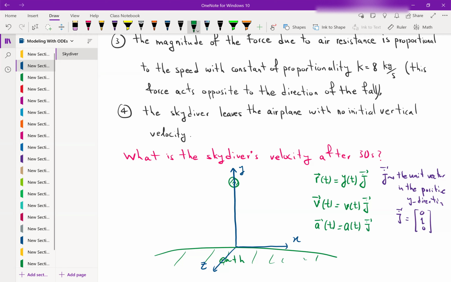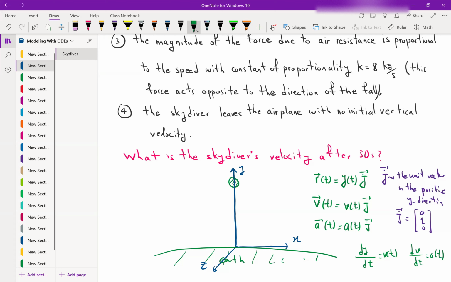So please notice that the derivative of r with respect to time is v, the velocity vector. The derivative of the velocity vector with respect to time is the acceleration vector a of t. So we have these relationships that dy/dt is equal to v of t, and dv/dt is equal to a of t, right? It is based on the definition of velocity and acceleration. All right, so I introduced the symbols that I'm using to describe the motion.